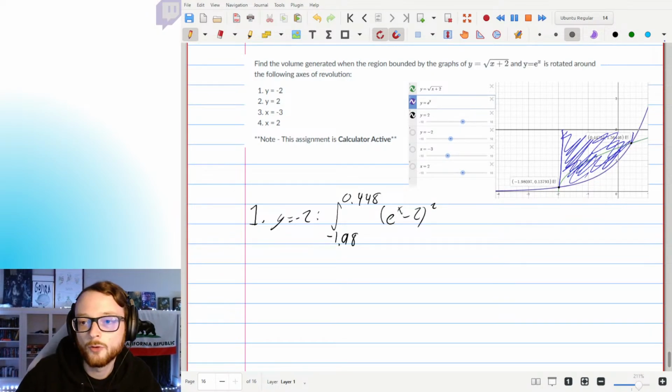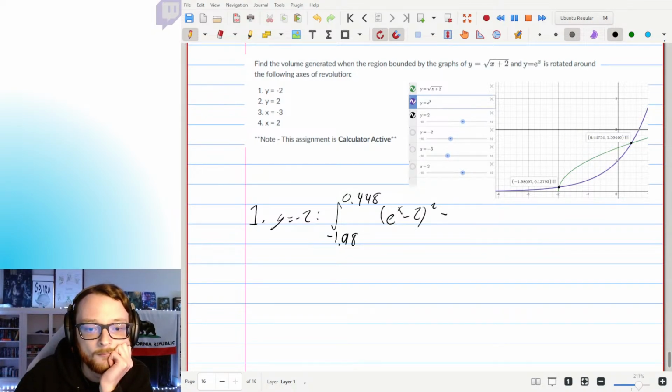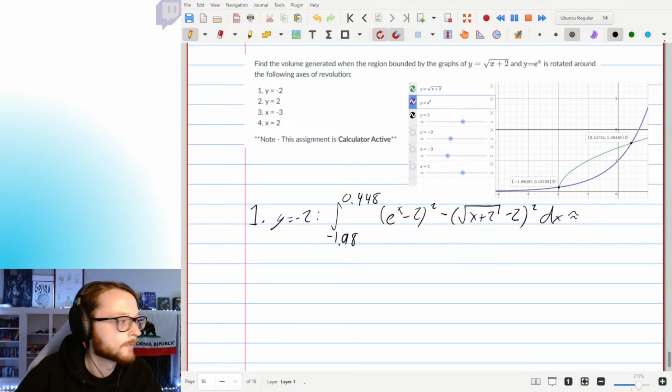So what we need to do is take out the piece that we don't want, because we want the area between these two things. How we do that is we get the entire volume, which is what I just did here, and we subtract out the piece we don't want, which comes from the root x plus 2, the one that's closer to our axis. And go to Wolfram for the answer.